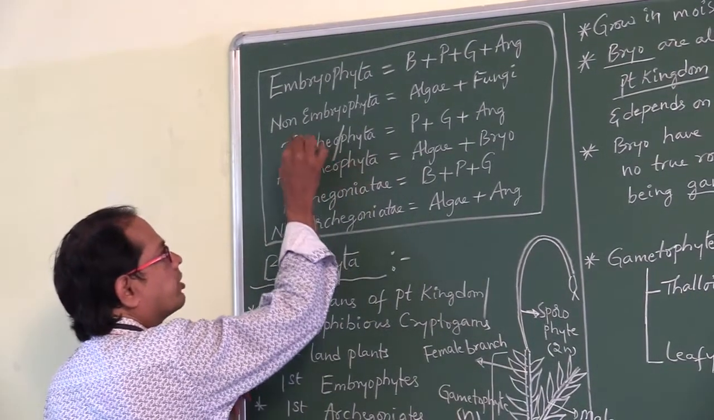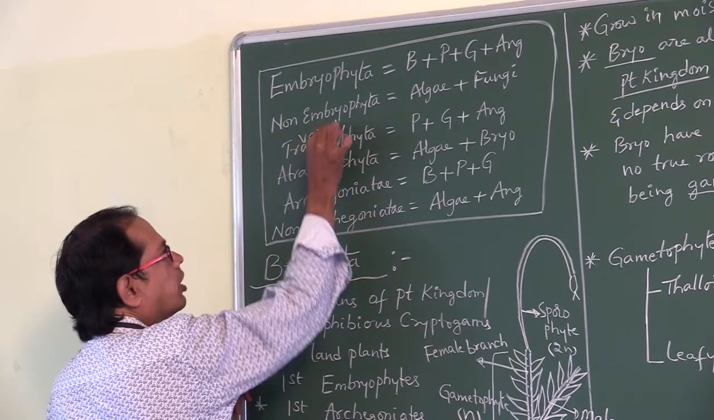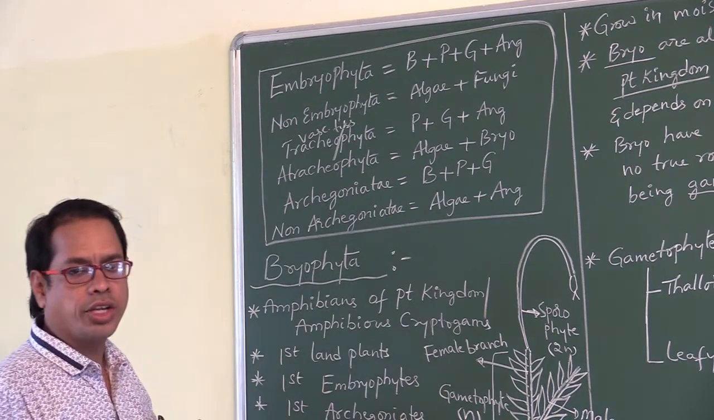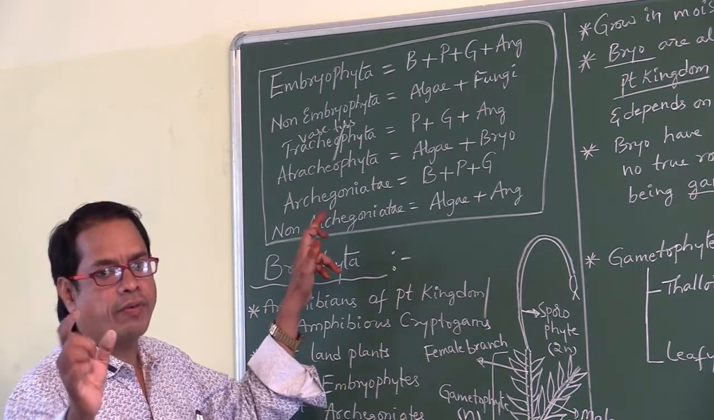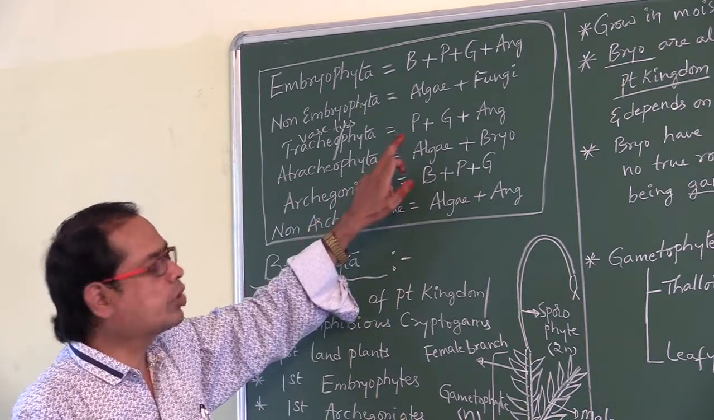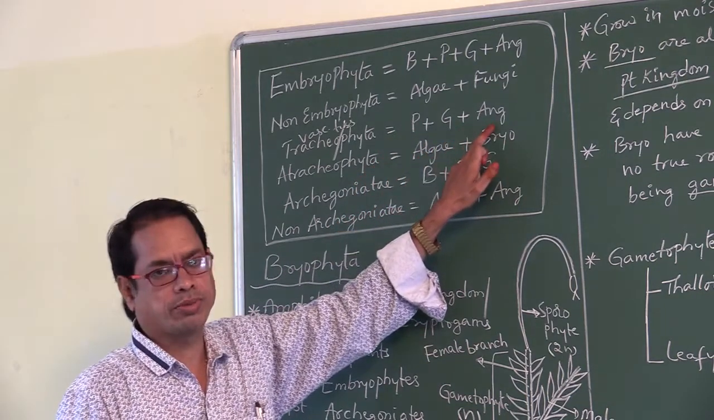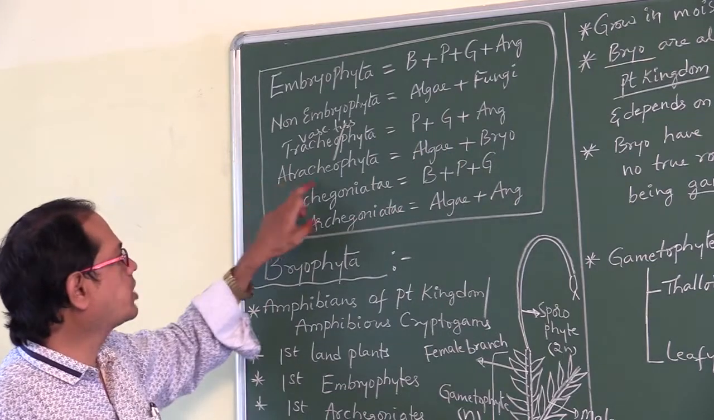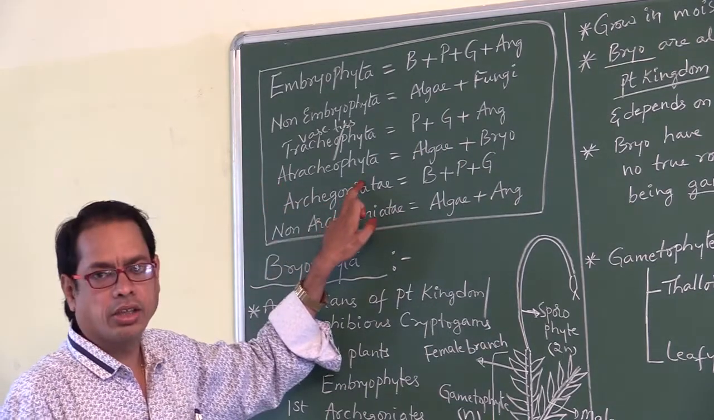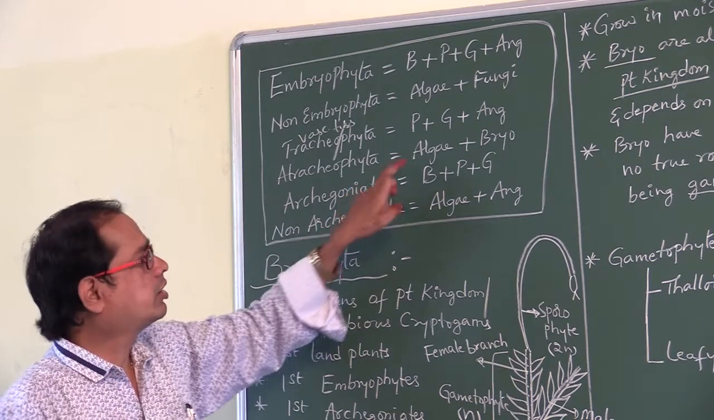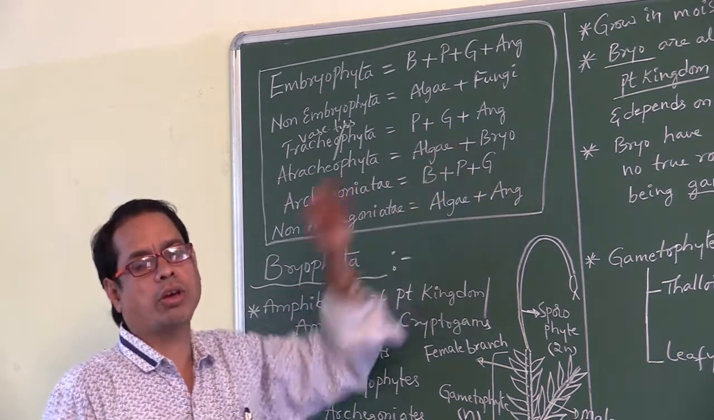Next, tracheophyta. Phyta means plants, tracheo means vascular tissues. The plants that possess vascular tissues are called tracheophyta. What are the examples? Pteridophyta, gymnosperms, angiosperms. Remaining groups are called atracheophyta, that means without vascular tissues, that is algae and bryophyta.